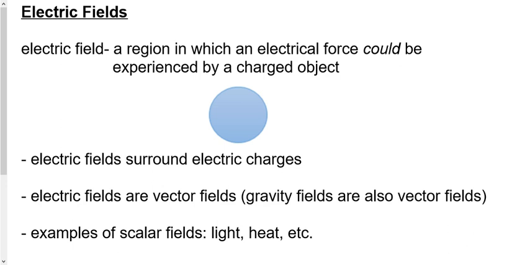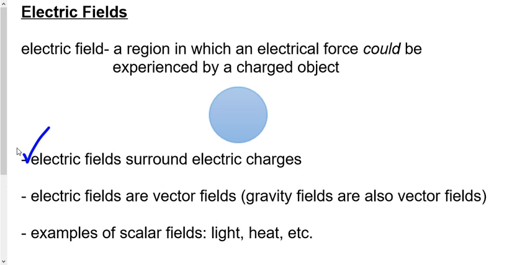An electric field is that region that surrounds a charged object where we could experience an electric force if there's something there to experience it. But remember that if there's nothing there to experience it, the field is still there. It's just there's no force if there's nothing there to experience it. They surround electric charges. Okay? They surround producers, or electric charges.